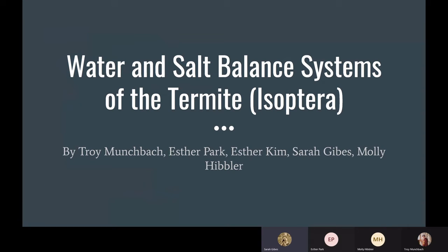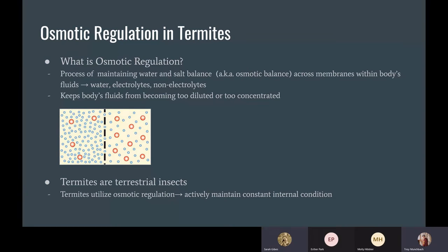So we are presenting on the water and salt balance systems of the termite. Osmoregulation is the active process of maintaining salt and water balance across membranes within body fluids. It is a process necessary to keep the body fluids from being too diluted or too concentrated.